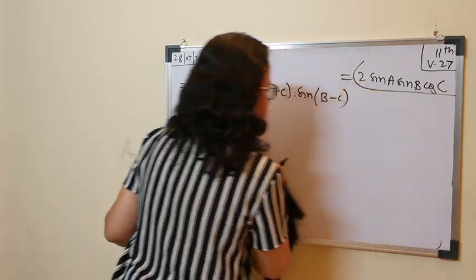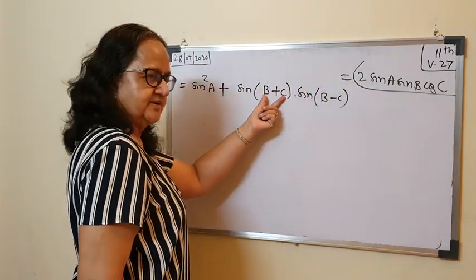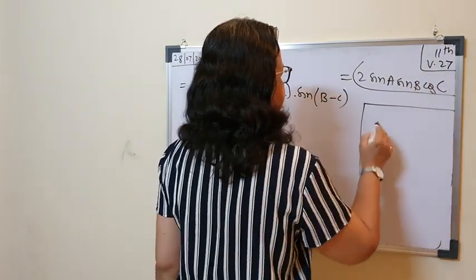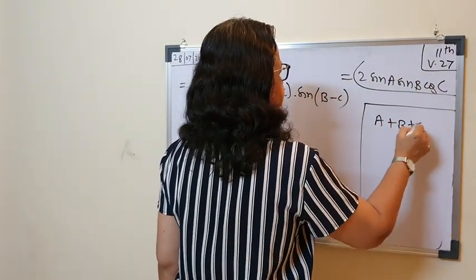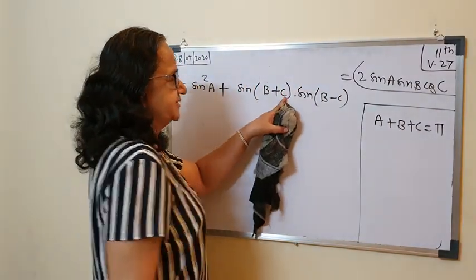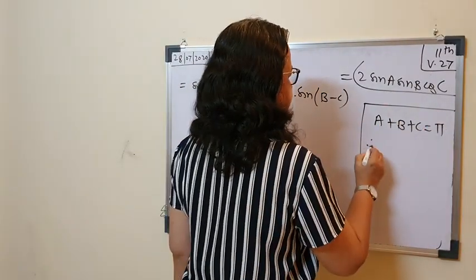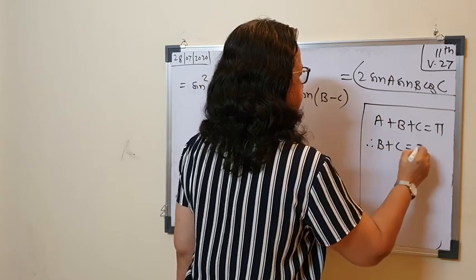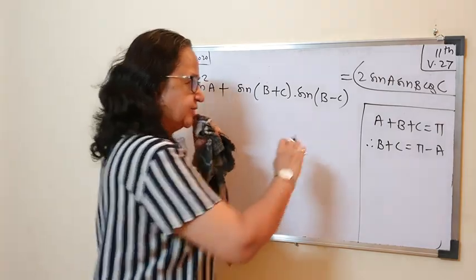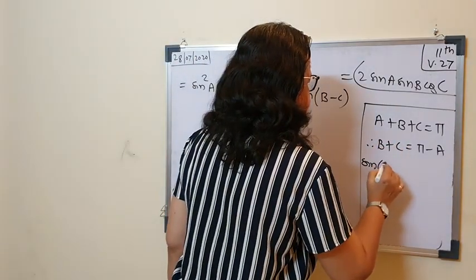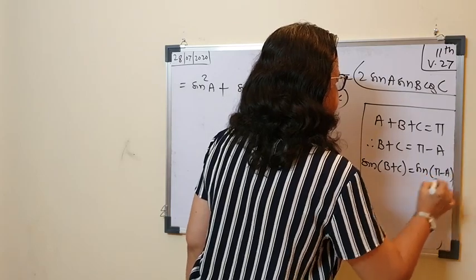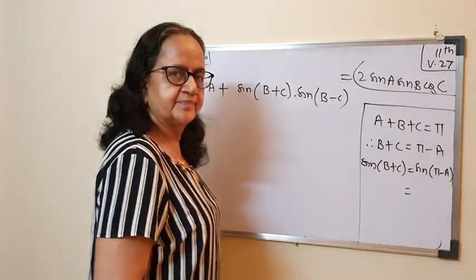Now what I told you: I look for the term B plus C or A plus C or A plus B. In the triangle, A plus B plus C is equal to pi. I want B plus C, so take A on that side. So B plus C will be pi minus A. I want the sine ratio, so take it on both sides. Sine of (B plus C) will be sine of (pi minus A).